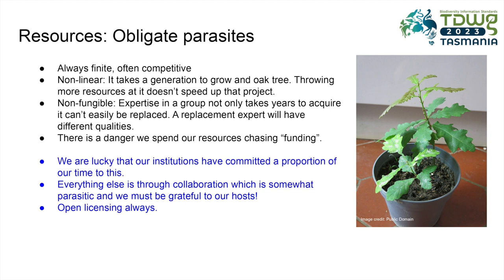It takes a century to grow an oak tree from an acorn. We can't throw resources at the problem, plant 100 acorns and expect an oak tree within a year. There are physical limits on how fast we can do stuff. A related concern is that resources in our domain are non-fungible. You can't simply replace one expert with another. If you train up a new person, their expertise will be qualitatively different from the old one.